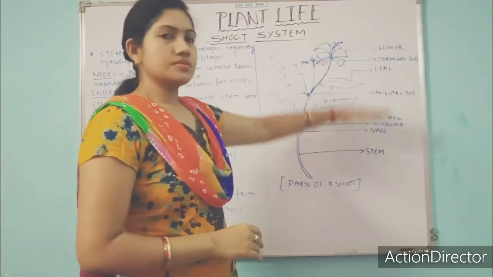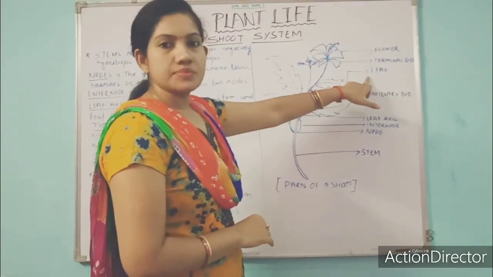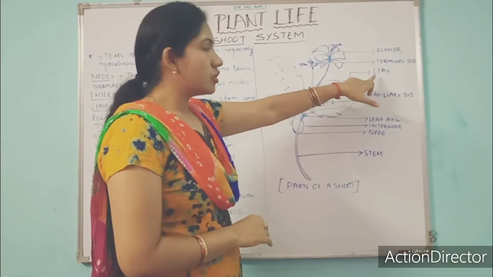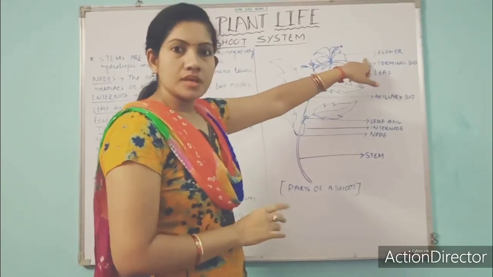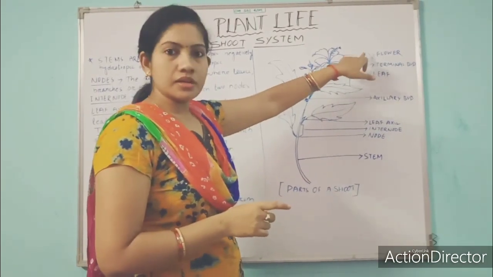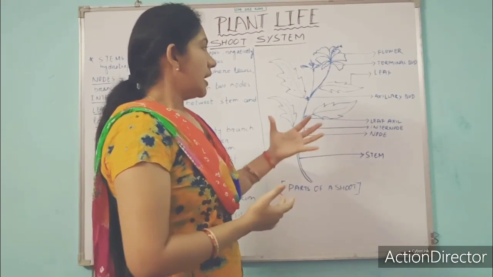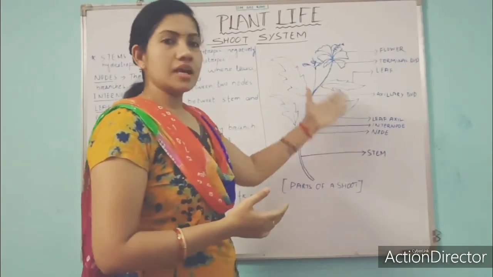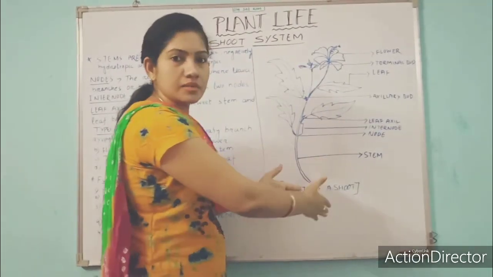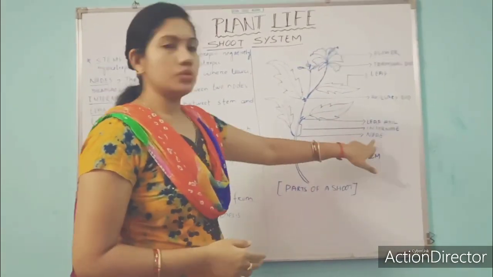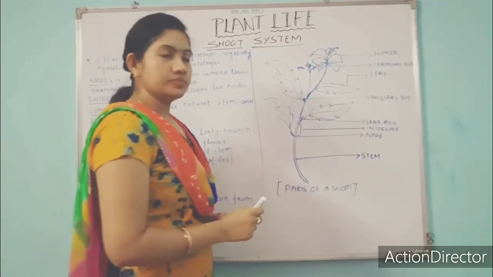Now there are some parts in stems. There are leaves. What is the work of a leaf? To undergo photosynthesis. There are flowers, as we have discussed. Flowers undergo reproduction in plants. And there are some other terms that we will discuss today. If you can see the diagram, here I have written node. So what is a node?